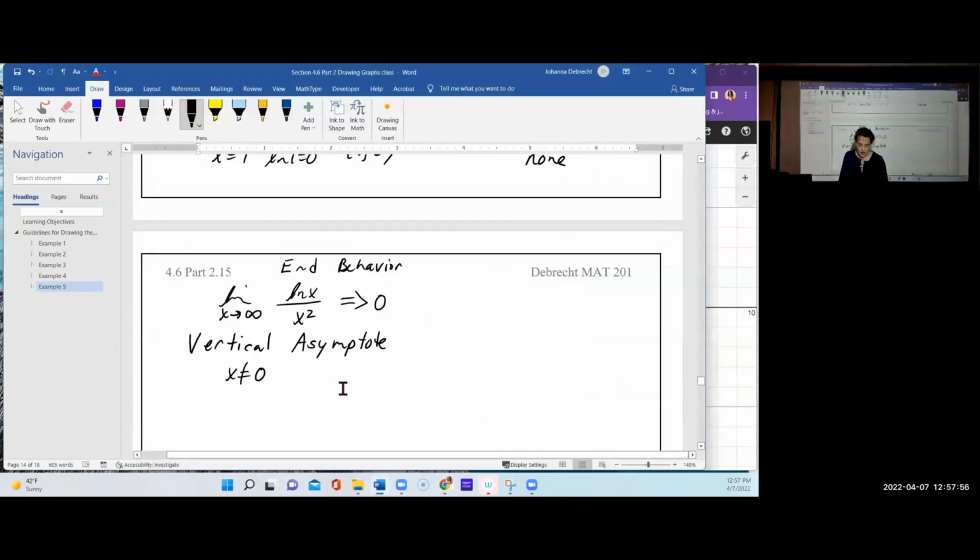Now we want to look at holes. Are there any holes? Well, no, there are no holes. X squared doesn't cancel with the natural log of x. The natural log of x is a unit, right? It all goes or none of it goes. And I don't have a natural log of x down here. And I don't have an x by itself as a factor in the numerator. So I have no holes, right?